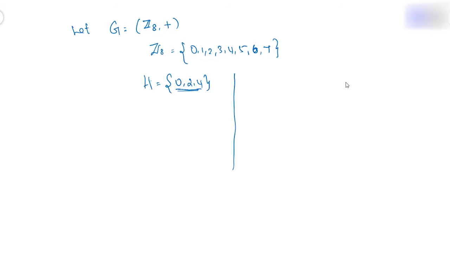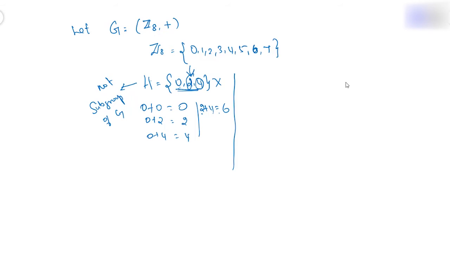So, 0 plus 0 is 0, which is in this set. Next is 0 plus 2, which is 2. Next is 0 plus 4, which is 4. Next, 2 plus 4 is 6, which is not in this particular set. Hence, closure is not satisfied. If you add 2 and 4 you get 6, but that number is not in this H. Therefore, H is not a subgroup of G. This is a non-example.